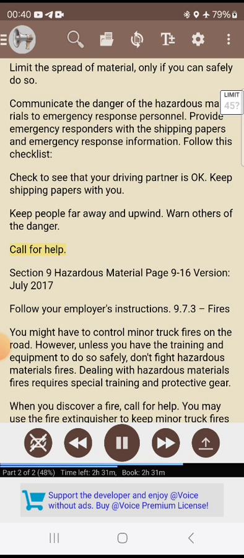Call for help. Section 9 Hazardous Material, page 9 to 16, version July 2017. Follow your employer's instructions. 9.7.3 Fires.